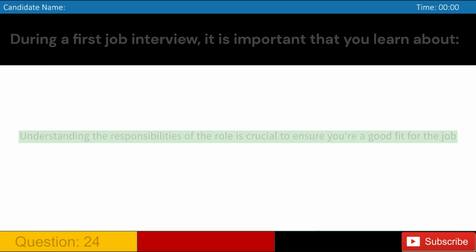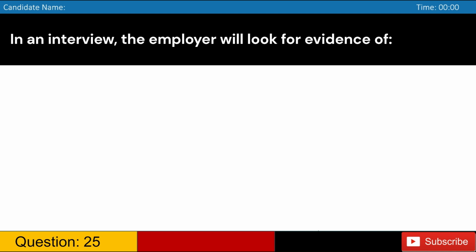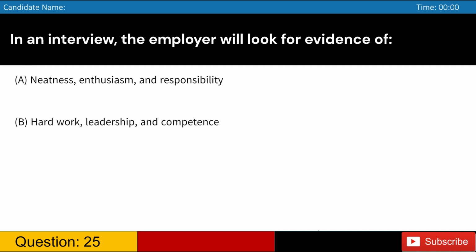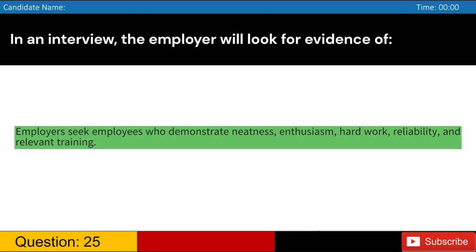In an interview, the employer will look for evidence of A. Neatness, enthusiasm, and responsibility. B. Hard work, leadership, and competence. C. Training, reliability, and availability. D. All of the above. Answer D. Employers seek employees who demonstrate neatness, enthusiasm, hard work, reliability, and relevant training.